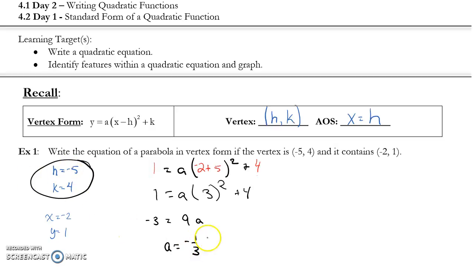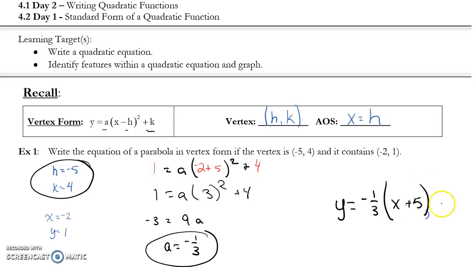The vertex and a is enough to put into my vertex form. Y is going to be equal to a, which we just found to be -1/3, times the quantity (x, and my h coordinate is -5, so +5), squared, plus 4. That is vertex form given the vertex and one additional point. Had they not given me the additional point, I could not have done that.